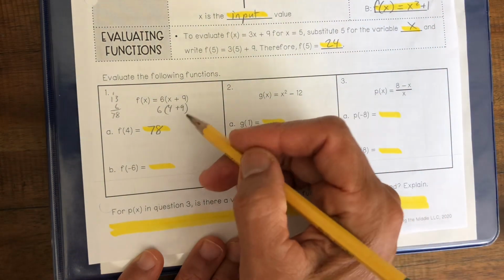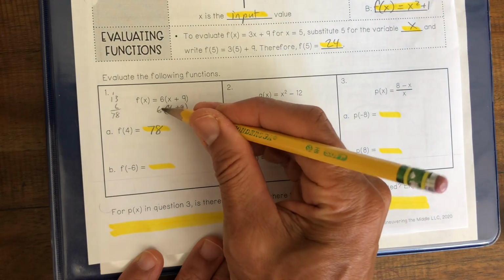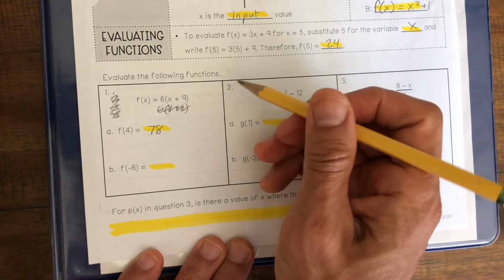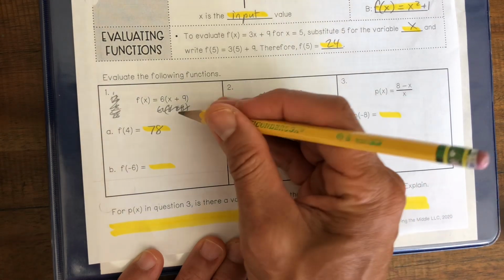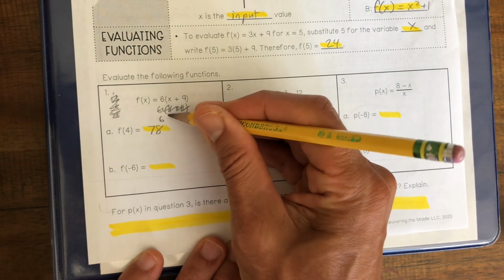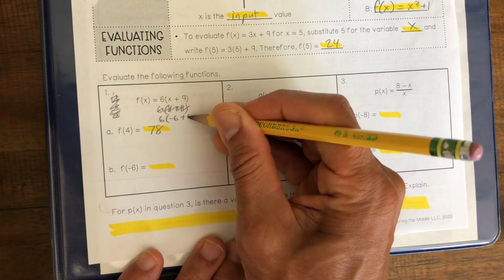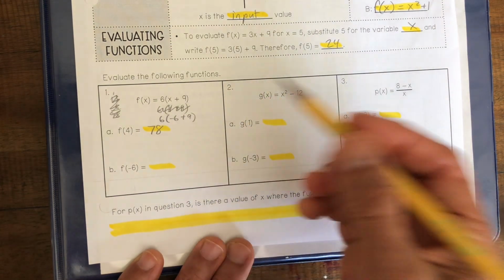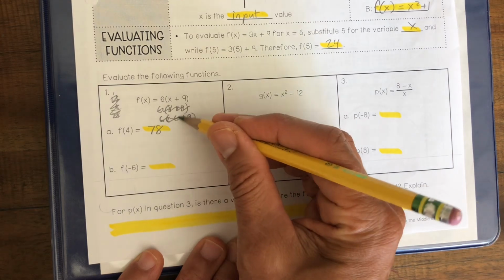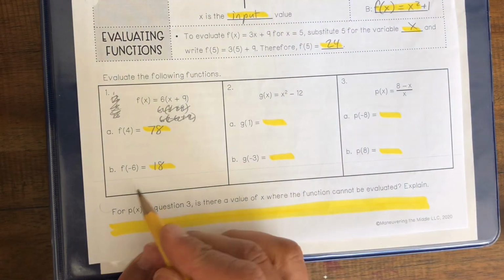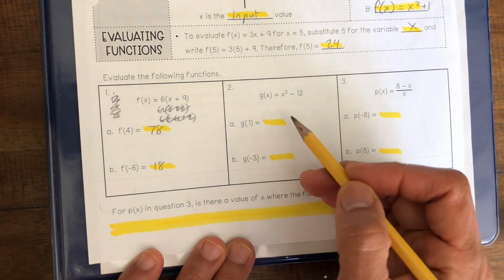And what if x equals negative 6? If x equals negative 6, we have 6 times negative 6 plus 9. Negative 6 plus 9 gives us 3. 3 times 6 gives us 18. F of negative 6 equals 18. Let's do a few more here.